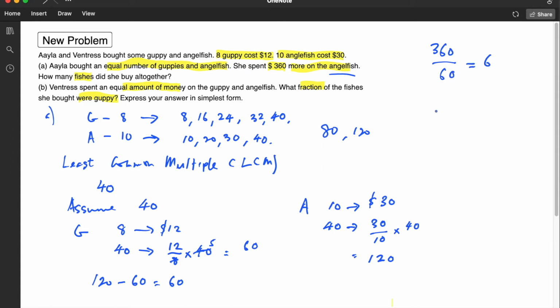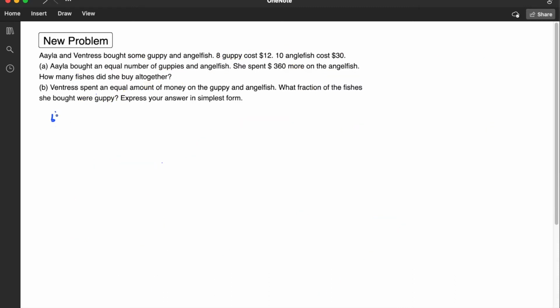So what it means is that we need 6 times of 40. Because if it is 40, the difference is only 60. So we need 6 times 40, 240. But this is for each type of fish, so we need to multiply by 2 to get 480.